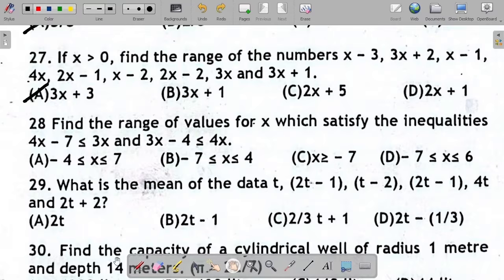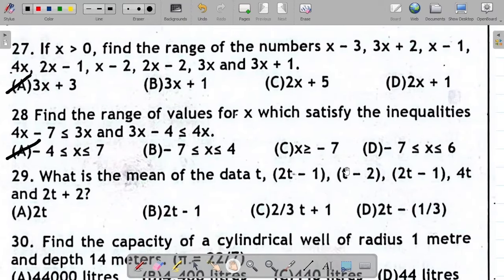So that's question 28. Option A is the correct answer. Next up, question number 29. 29 says, what is the mean of the data t, 2t minus 1, t minus 2, 2t minus 1, 4t, and 2t plus 2? A, 2t, B, 2t minus 1, C, 2 over 3t plus 1, D, 2t minus 1 over 3. Now you're asked to find mean.